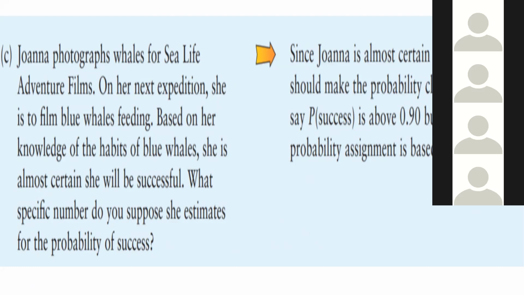Okay? We could say that the probability of success is above 0.90 but less than 1. Hindi naman sure event, kaya dapat less than 1 lang. From 90 pataas, okay? 90%. Pero hindi lalagpas sa 100%. This probability assignment is based on intuition. Okay?